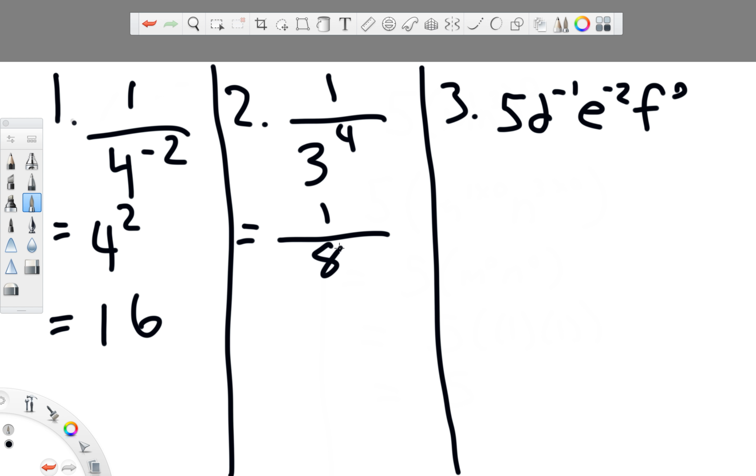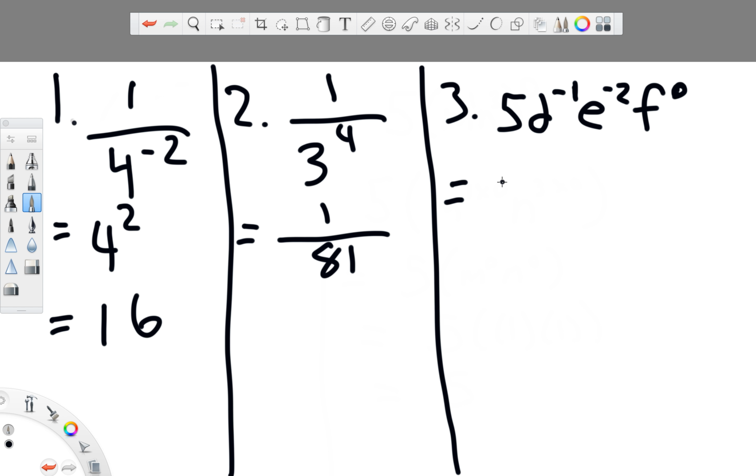Oh, it's 81. 1 over 81. Okay. Now, notice how technically there's no operation going on here, but we don't like answers in negative exponents, right? So what we're going to do is make this so there's no negative exponents.